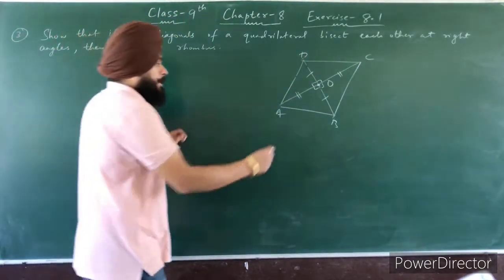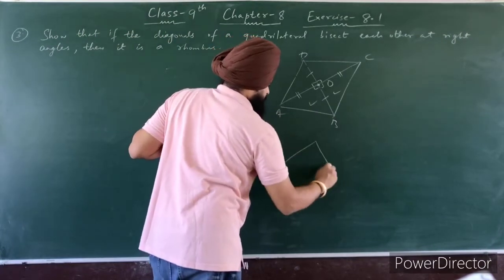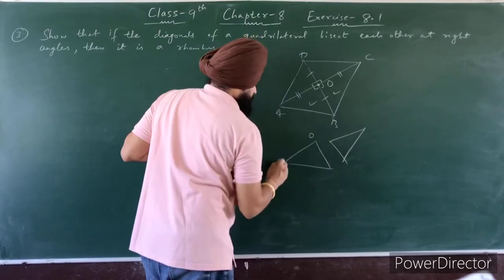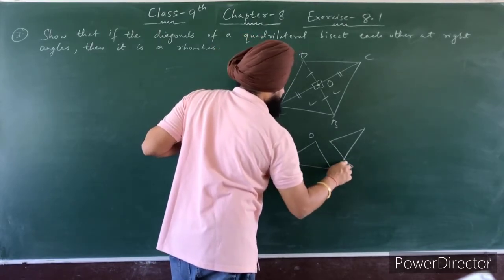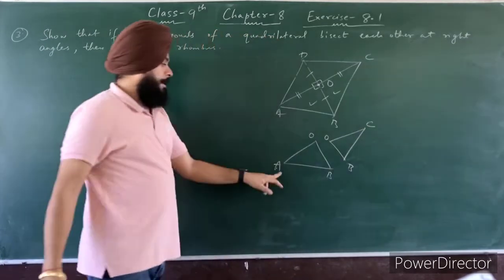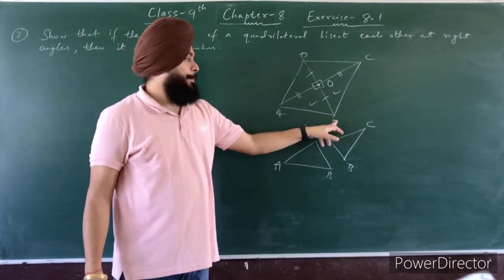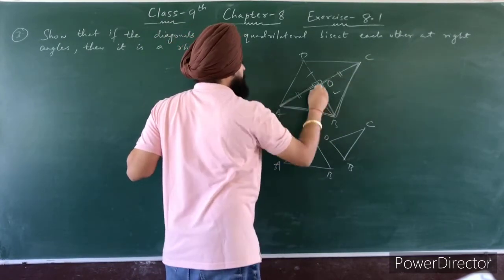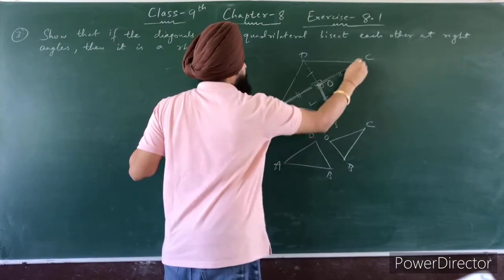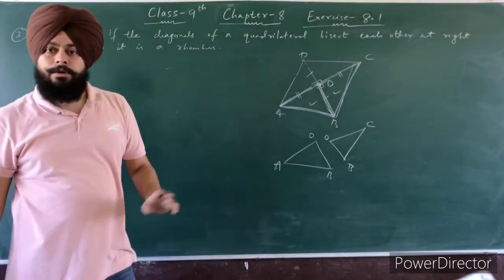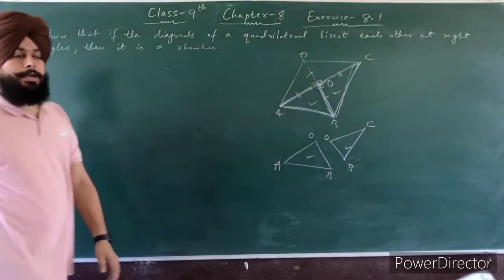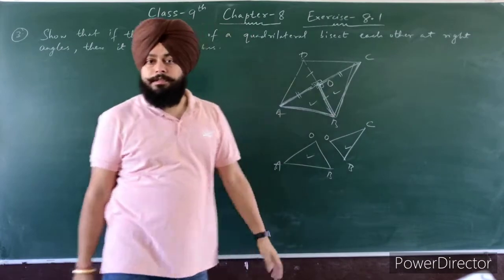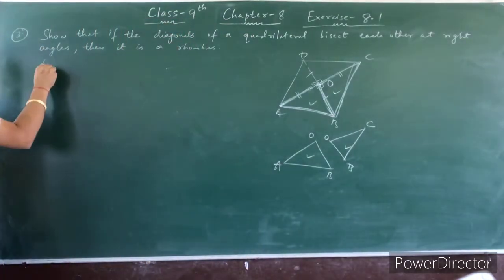Clear? So first we have to take these two triangles, this one and this one. Triangle AOB and BOC. We need to prove these two triangles congruent first. If these two triangles are congruent, then you will take AB equal to BC by CPCT. So first, right here, given.